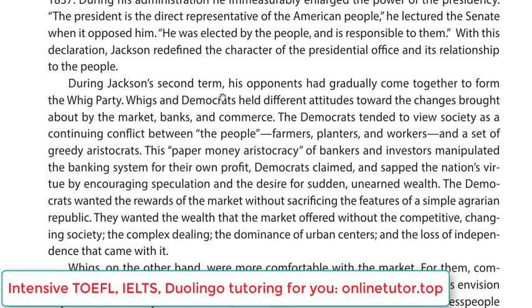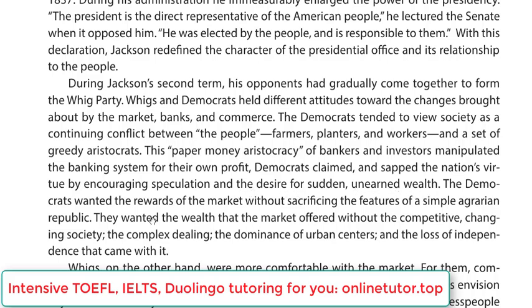During Jackson's second term, his opponents had gradually come together to form the Whig Party. Whigs and Democrats held different attitudes toward the changes brought about by the market, banks, and commerce. The Democrats tended to view society as continuing conflict between the people, farmers, planters, and workers, and a set of greedy aristocrats. This paper money aristocracy of bankers and investors manipulated the banking system for their own profit, Democrats claimed, and sapped the nation's virtue by encouraging speculation and the desire for sudden, unearned wealth.